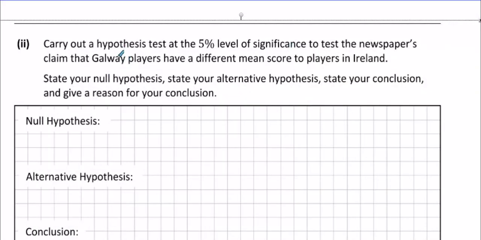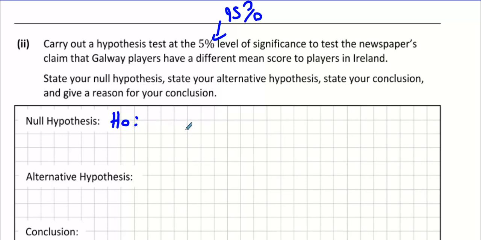Now, carry out a hypothesis test at the 5% level of significance, which means you can use the 95%. You can either use a z-score, or you can use the confidence interval you just created, whichever one you want. Because we just did the 95% confidence interval, I'm pretty sure we should use that because we already have it made, don't we?